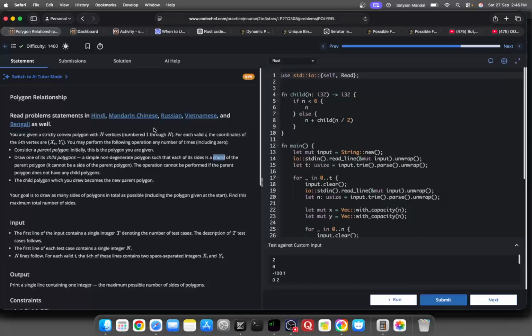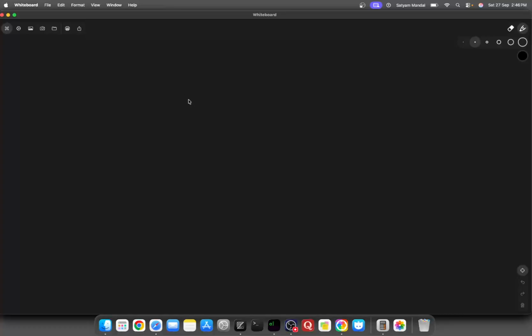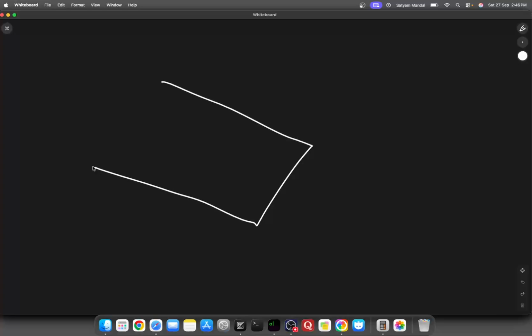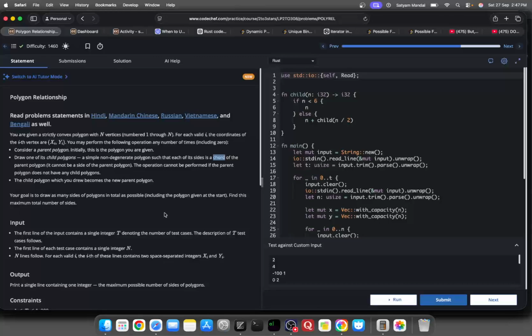That means, let's suppose you have a polygon like this, and you can't draw a child polygon with a line like this. You can draw like this, but you can't draw overlapping lines. So the operation cannot be performed if the parent polygon does not have any child polygon.